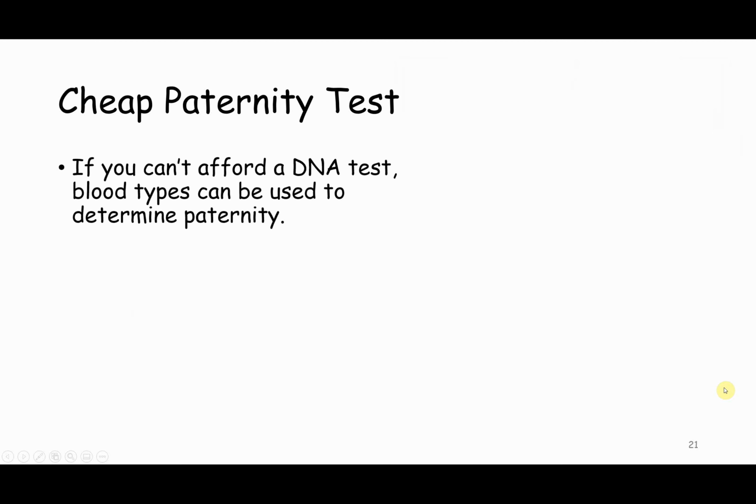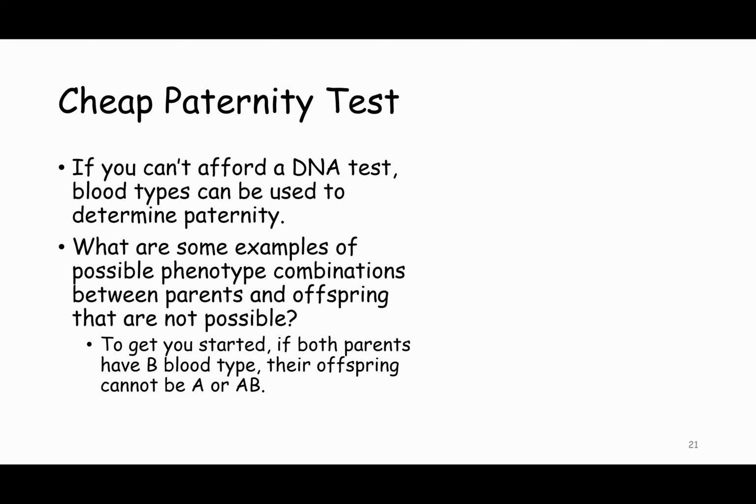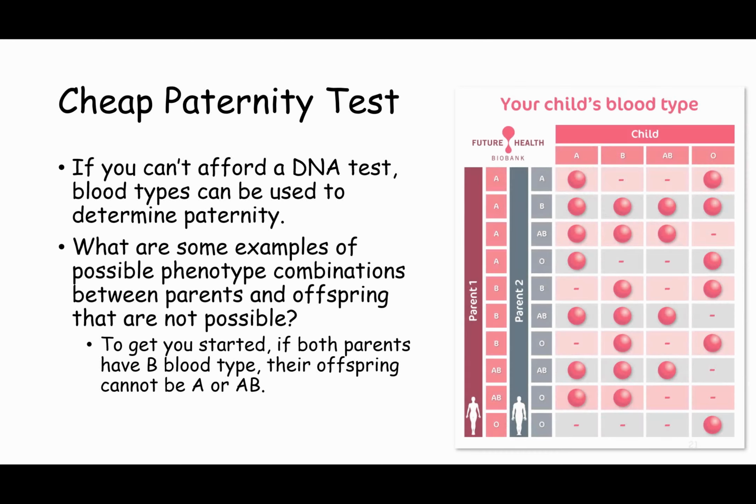Cool. It is also a really cheap way to do a paternity test, these blood typings, because there's obviously certain combinations that are not possible for offspring to parent. So for example, if both my parents have B blood type, there is no possibility to have A or AB because there's no A allele. You can have an offspring with O because both of the B blood types could be heterozygous, but you can't have one that's A or AB.